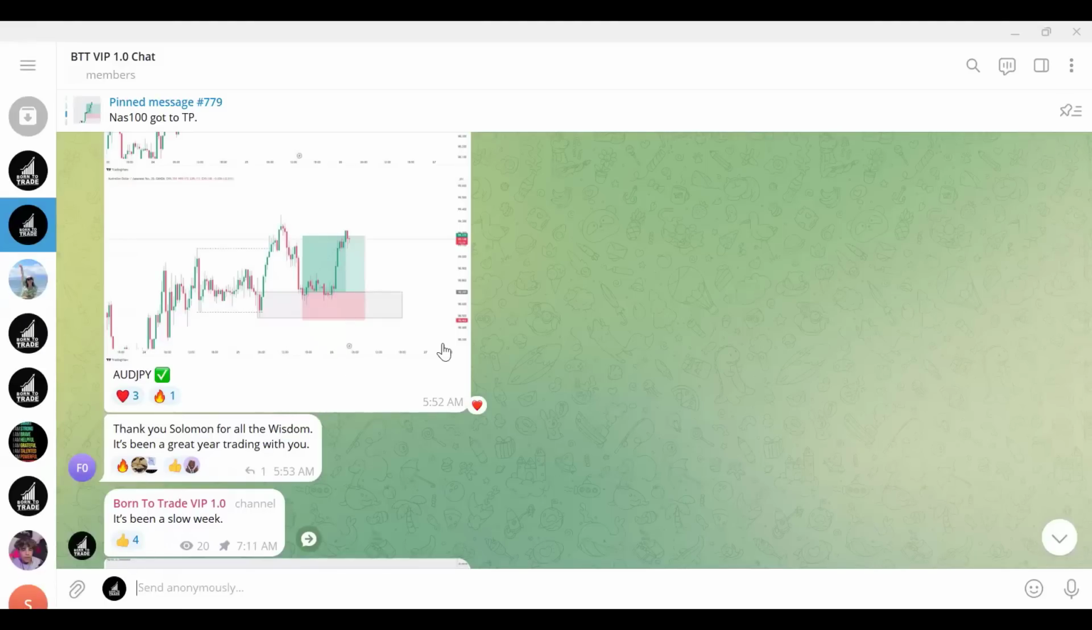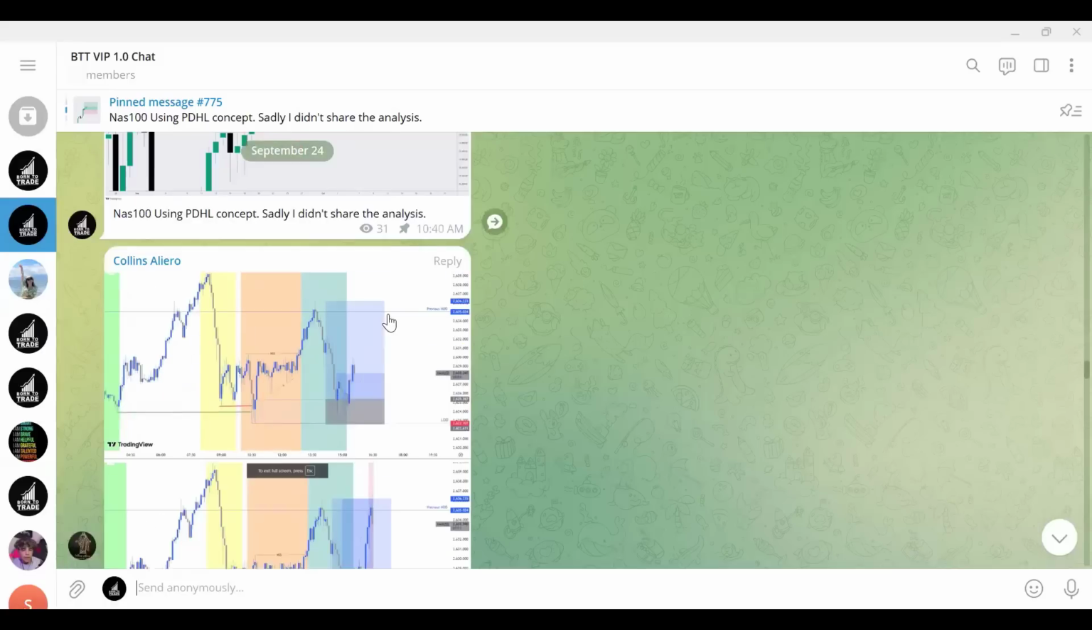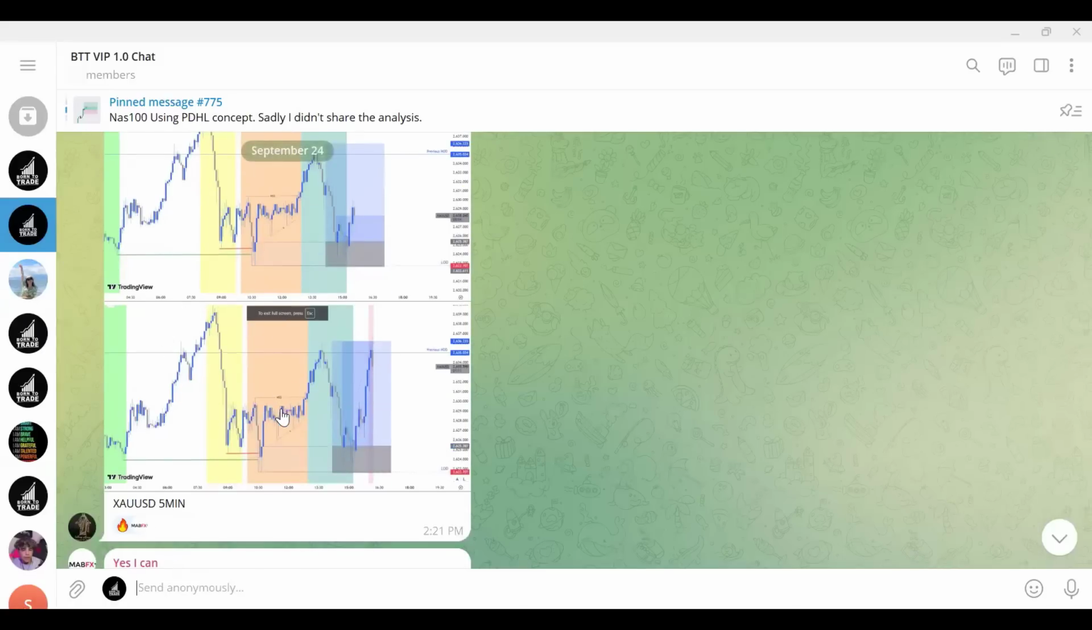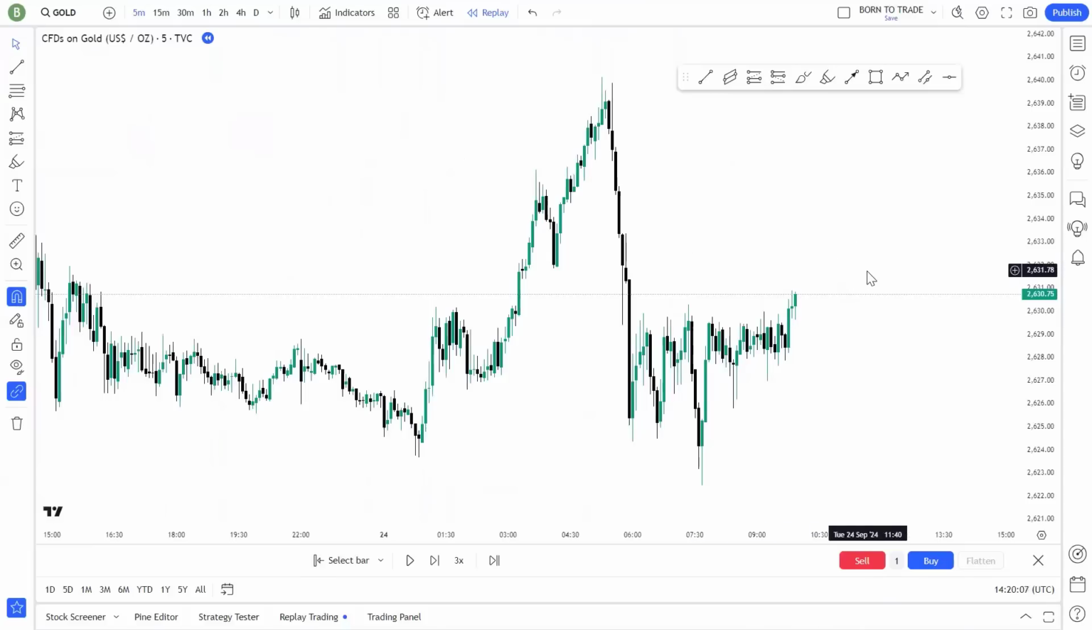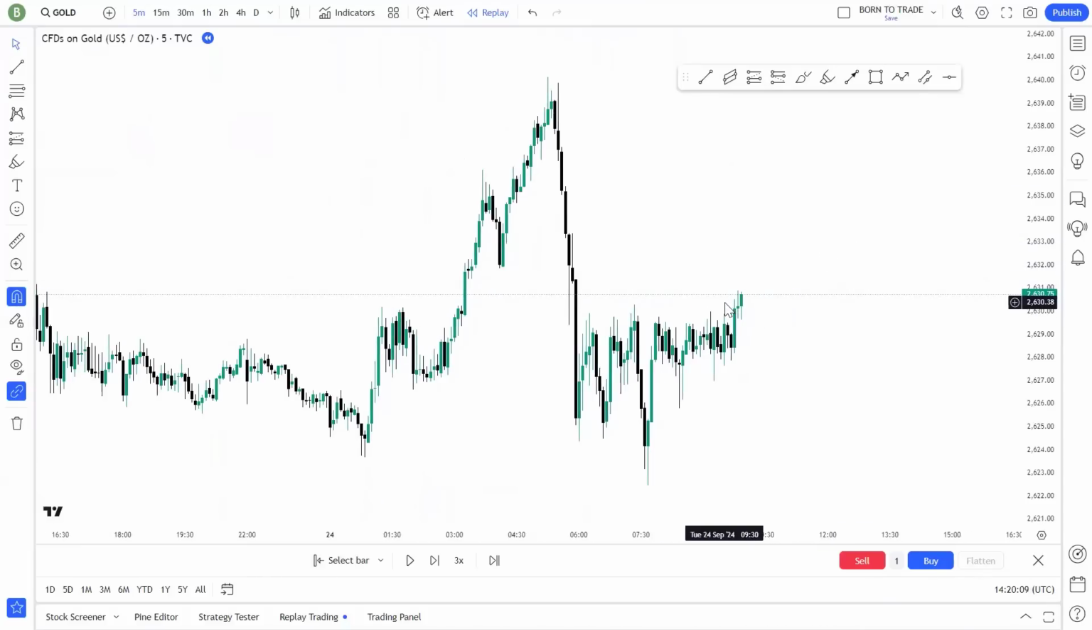Now we have one more example. This particular one was from a different student, and this one is on gold. So we're going to look at that gold on the 5 minutes time frame. Let's identify that right now. This is the last example on gold.